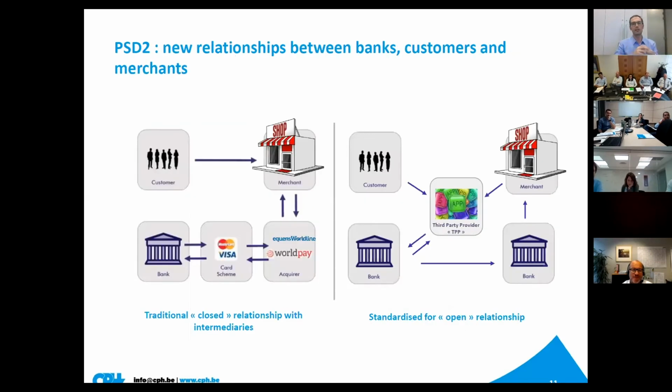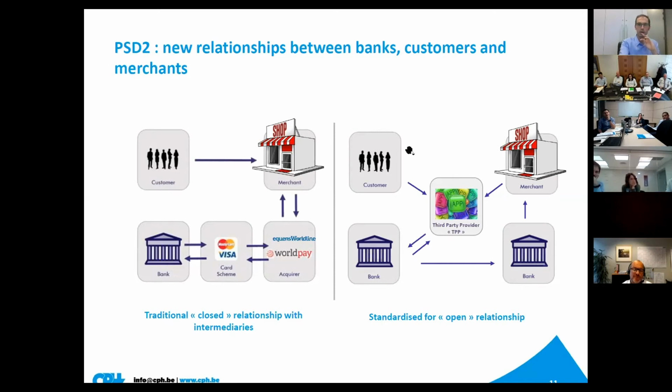So on the left-hand side, you see the traditional payment scheme with an acquirer and a card scheme. A customer who wants to do an online payment passes by an acquirer like Worldpay, I think the biggest one in Europe. I think e-commerce is also important with an acquirer. Then that acquirer is connecting with the card scheme, and then the card scheme is connecting to the bank. So here it's a flow with two intermediaries.